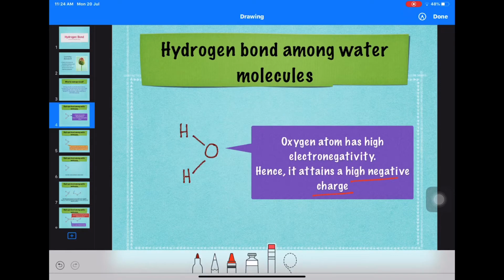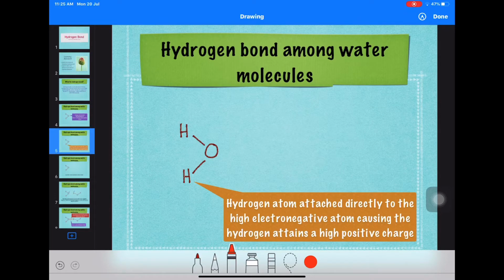Okay, let's see the hydrogen bond among water molecules. How does the hydrogen bond occur among the water molecules? So this is the water molecule, H2O. The oxygen atom has high electronegativity, hence it attains a high negative charge, delta minus. Next, the hydrogen atom attached directly to the highly electronegative atom attains a high positive charge. So delta plus here.